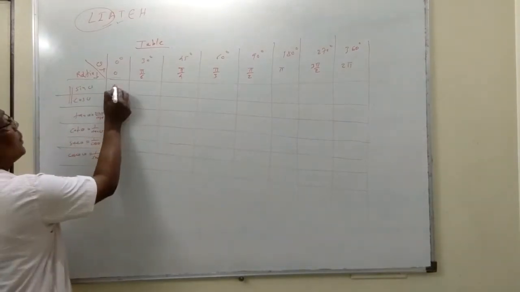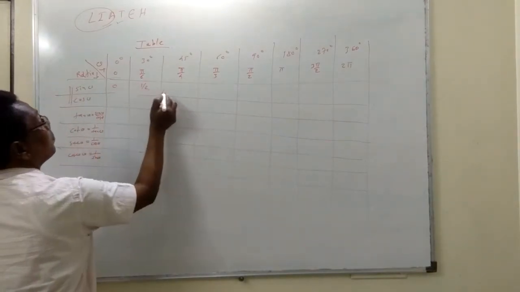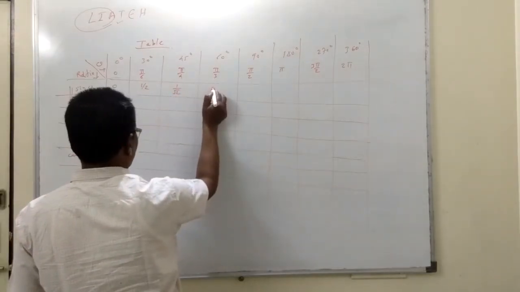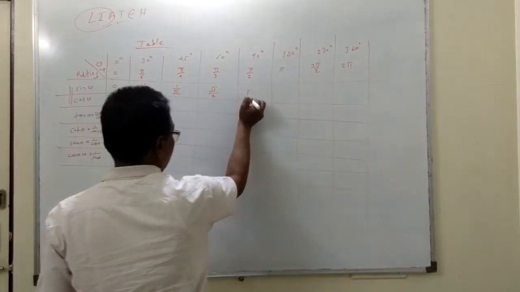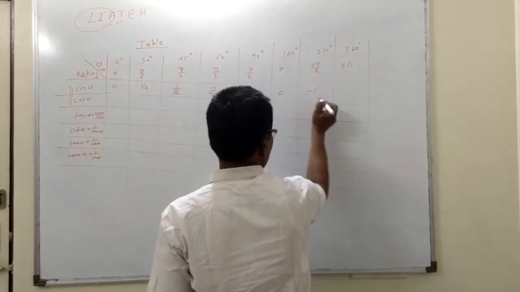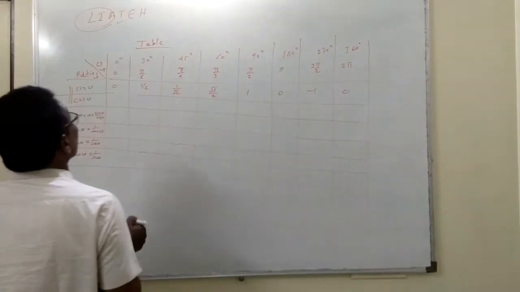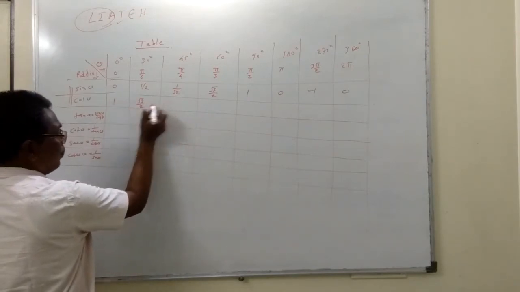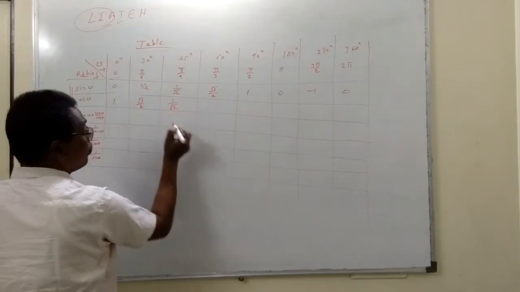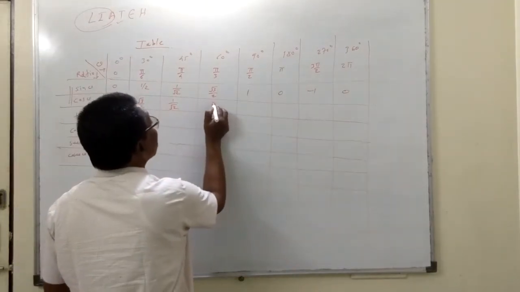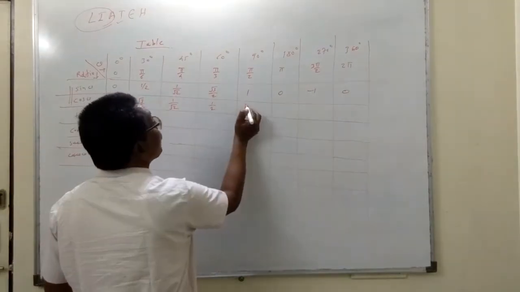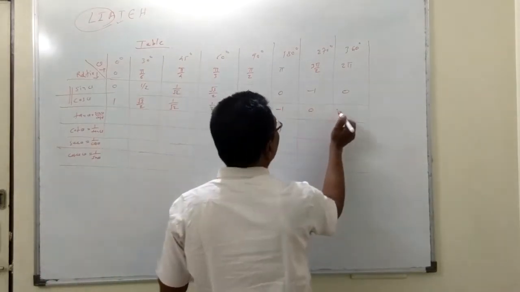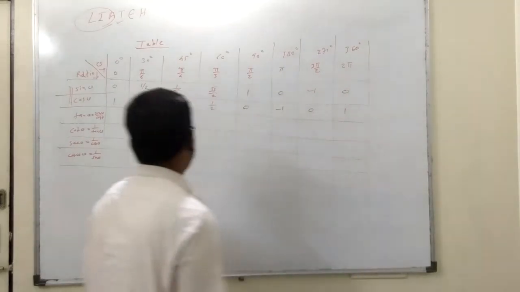So sin 0 is 0, sin 30 is 1 half, sin 45 is 1 upon root 2, sin 60 you know is root 3 by 2, sin 90 is 1, sin 180 is 0, then minus 1 and 0. Cos 0 is 1, cos 30 root 3 by 2, cos 45 1 upon root 2, cos 60 1 half, cos 90 0, cos 180 minus 1, cos 270 0 and cos 360 is 1.